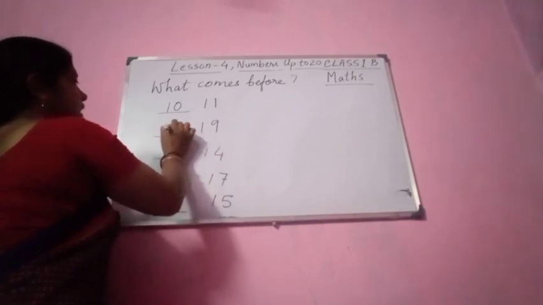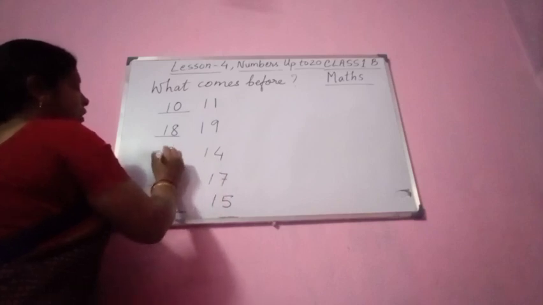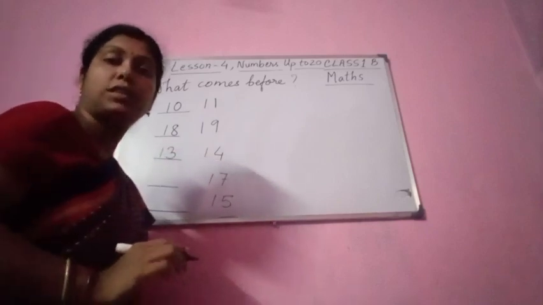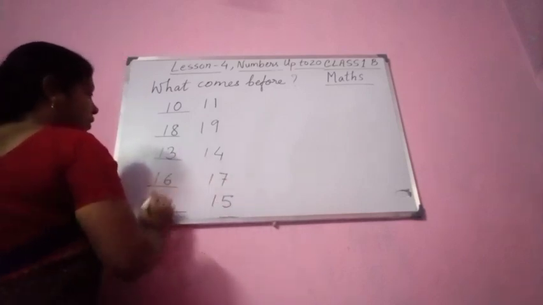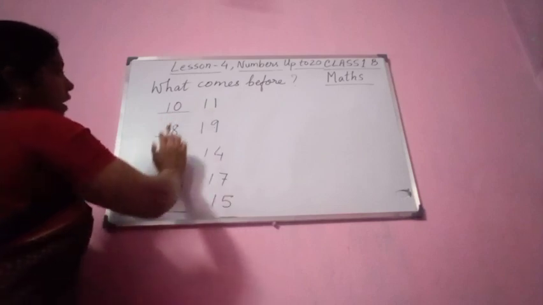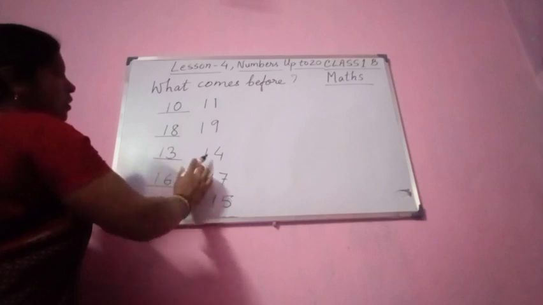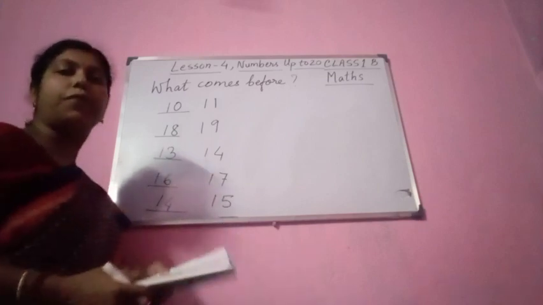Okay, so before 19 what comes? Before 19, 18 comes. Before 14 what comes? Before 14, 13 comes. You try to do this yourself. Before 17 what comes? Before 17, 16 comes. Before 15 what comes? Before 15, 14 comes. So you see 10, 11, 18, 19, 13, 14, 16, 17, 14, 15.